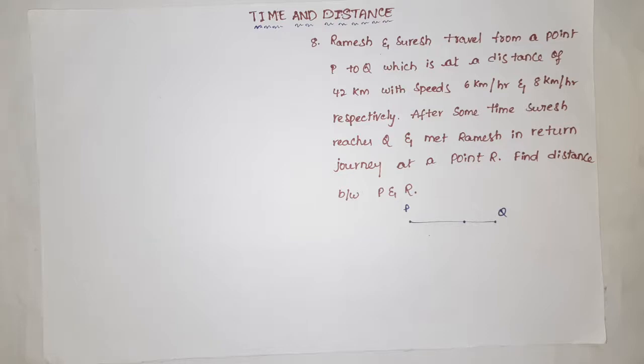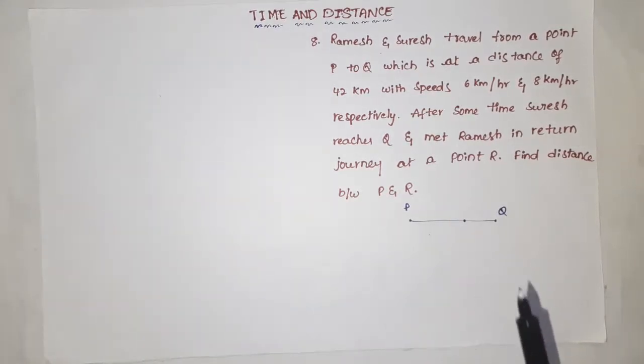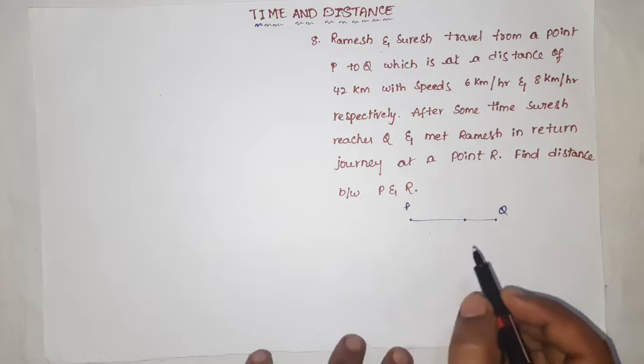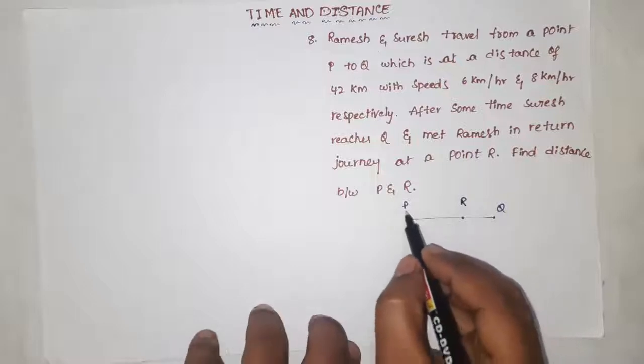Ramesh and Suresh travel from a point P to Q, which is at a distance of 42 kilometers, with speeds 6 km per hour and 8 km per hour respectively. After some time, Suresh reaches Q and meets Ramesh on the return journey at a particular point R. Find the distance between P and R. So, the speed of Suresh is 8 km per hour, so he can reach point Q early. And then he returns from point Q and meets Ramesh at point R. So we need to find the distance between P and R.